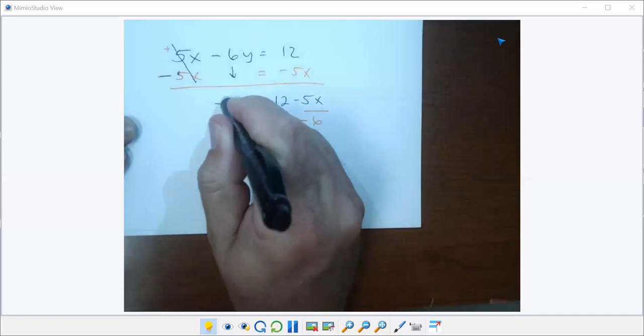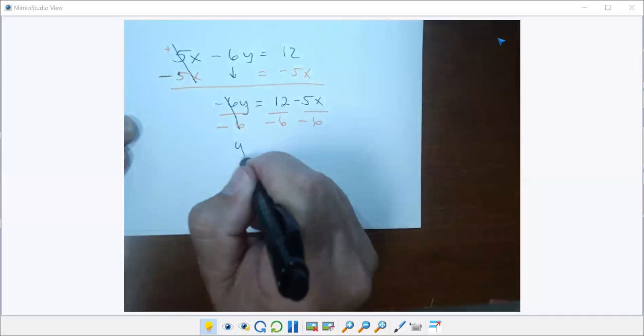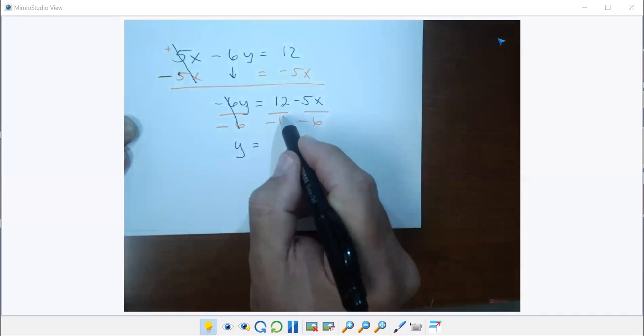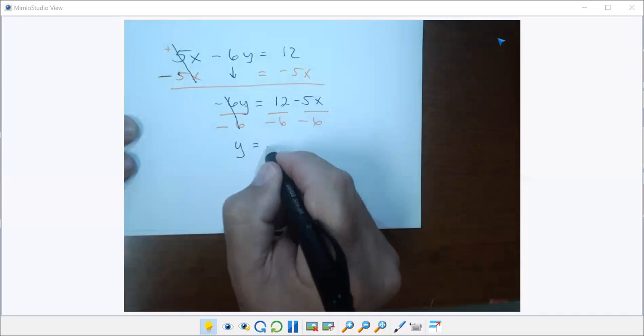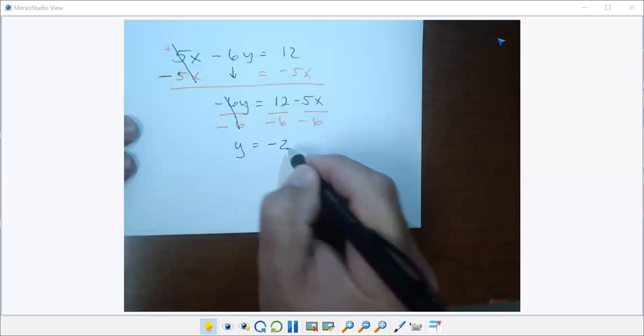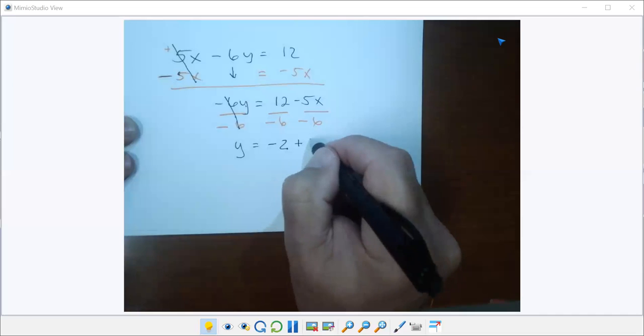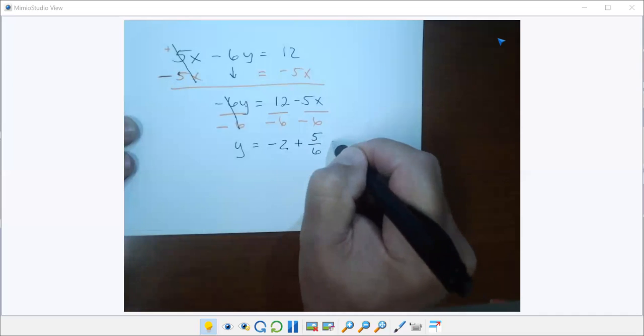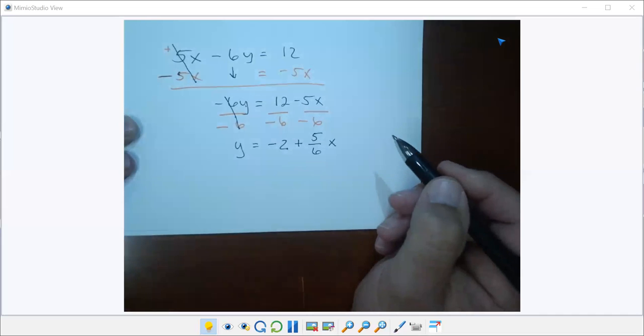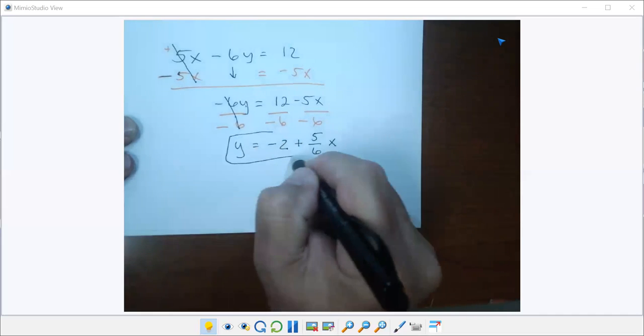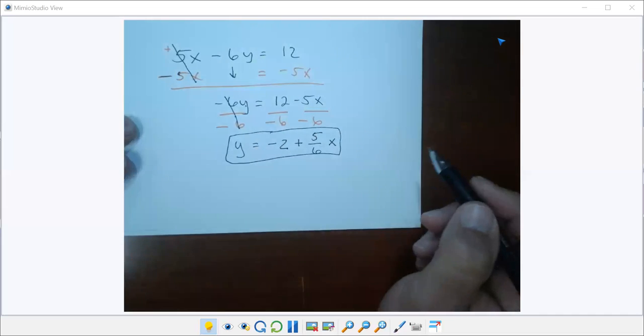-6 divided by -6 is 1, and 1 times y is y. 12 divided by -6 is -2. This is where you've got to watch out. You see you have 2 negatives here? Well, that makes a positive. Leave it as a fraction, and then make sure you put your x value here. And this is our slope-intercept form after we change it to this.